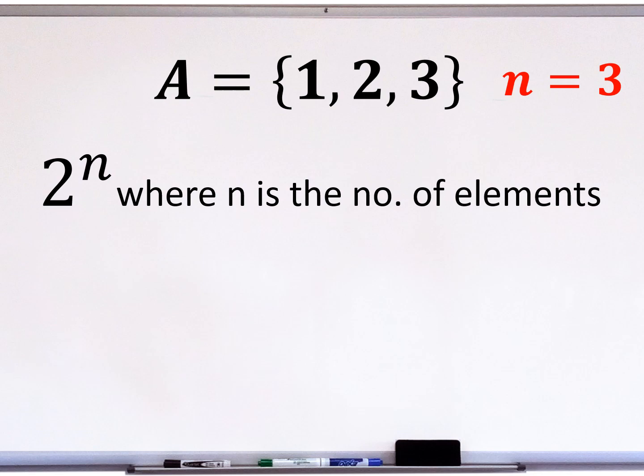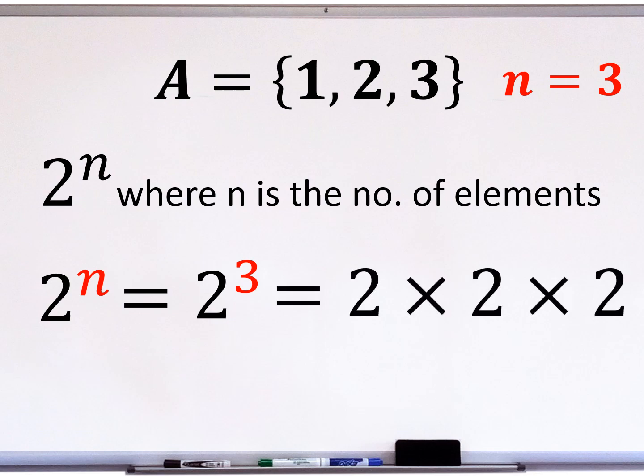Based on set A, it only contains 3 elements, so n is equal to 3. By substitution, this can be written as 2 raised to n, which is equal to 2 raised to the third power. And 2 to the third power can be expanded into 2 times 2 times 2, so we get the product of all the given numbers. Therefore, the answer is 8. Therefore, set A contains 8 subsets.